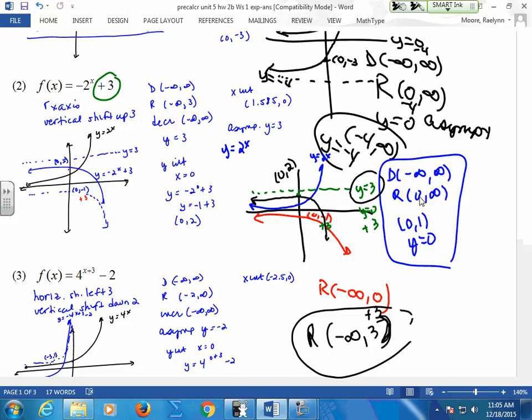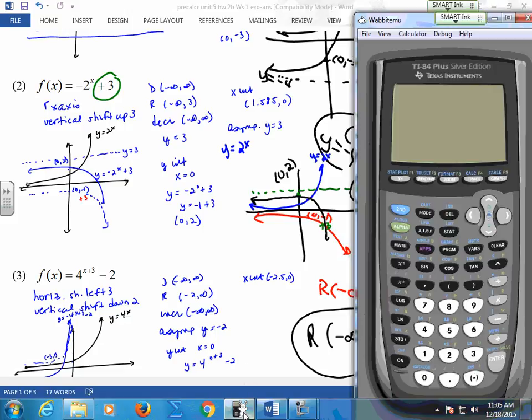If you do it on your calculator, let me show you a little hint here. Watch. Do one step at a time. Here's your basic core graph. Let's make this 2. That's your basic core graph. Come down here and just do one thing. Just put in the negative. What does the negative show me?